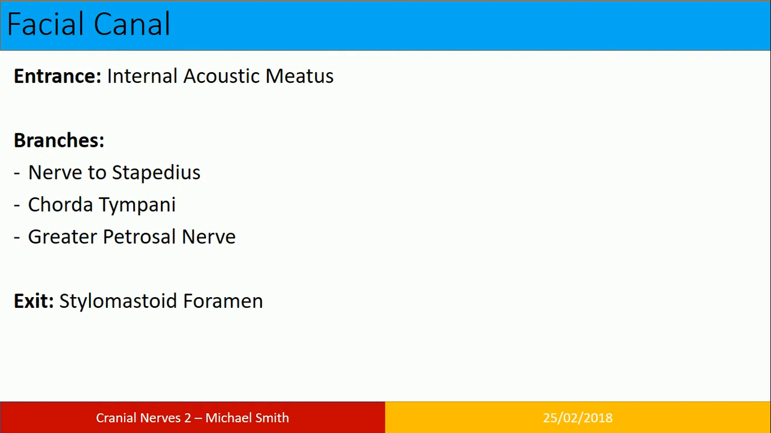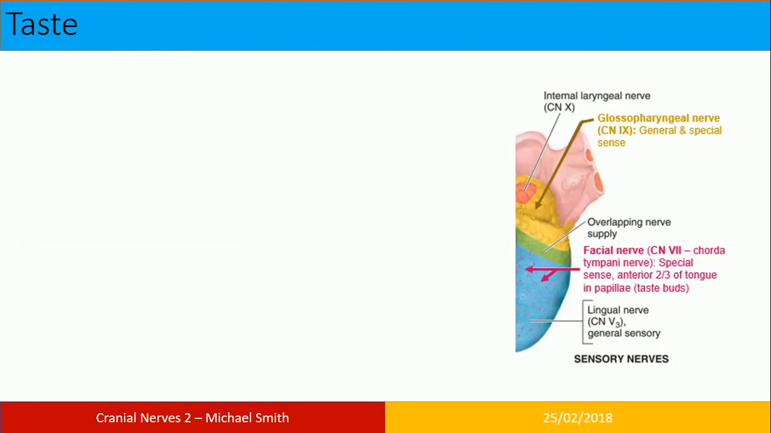It then exits at the stylomastoid foramen, and this sits just behind our ear and then runs around to our parotid gland, and it then runs through our parotid gland. So there are a number of places that our cranial nerve 7 can be damaged.